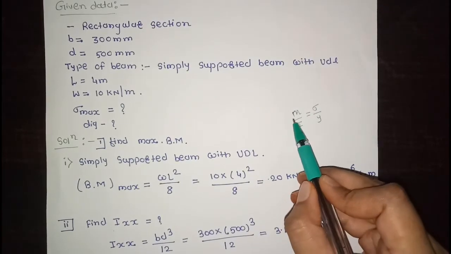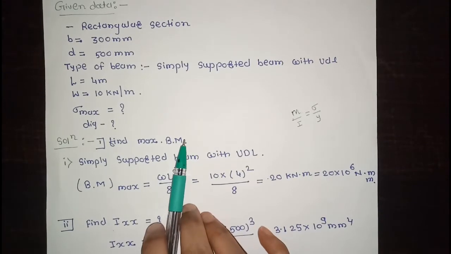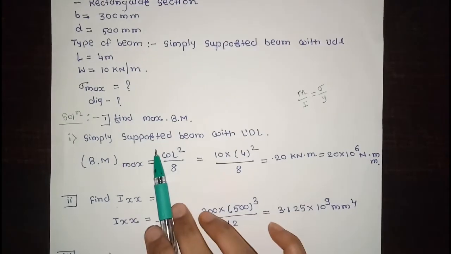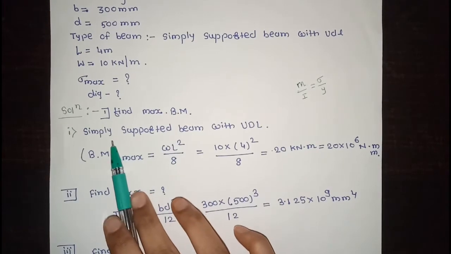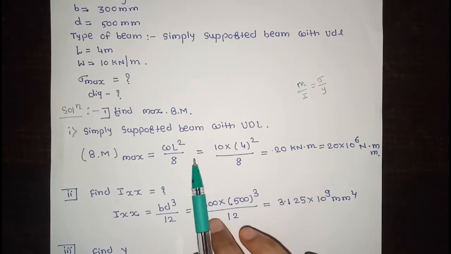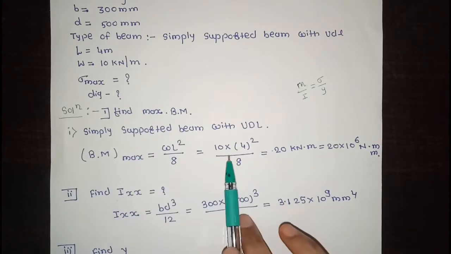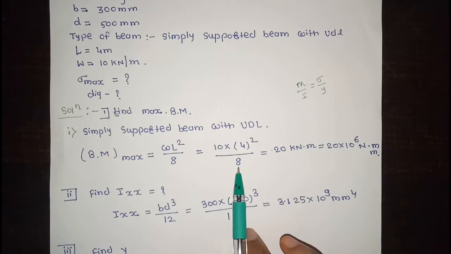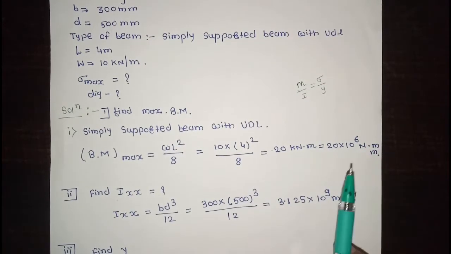Okay, so calculate first M, find maximum bending moment under loading condition, simply supported beam with UDL. So what is the formula for maximum bending moment of simply supported beam with UDL? WL square by 8. Okay, so what is the value of W? W is equal to 10, L is equal to 4. So 10 into 4 square divided by 8. Then we get 20 into 10 to the power 6 Newton mm.